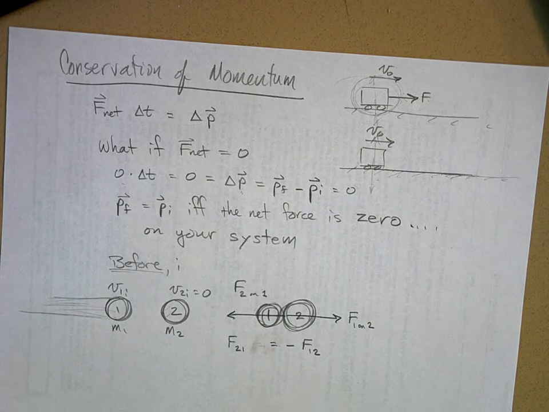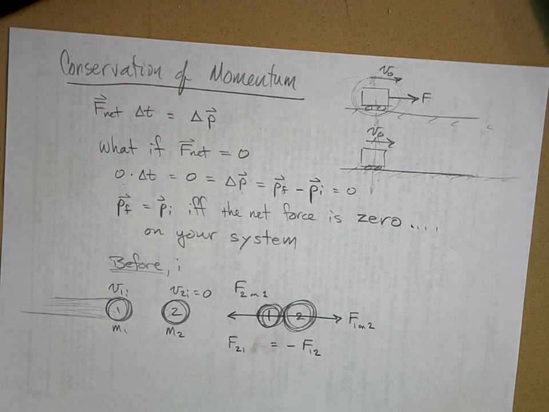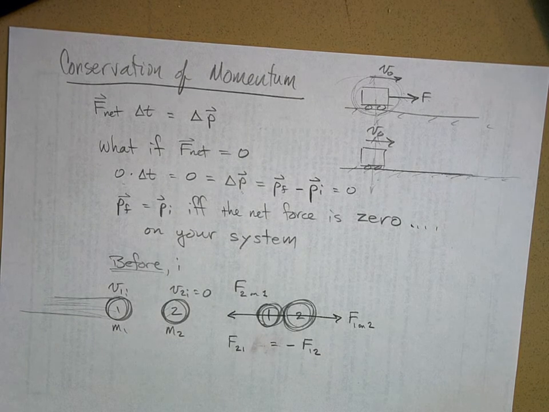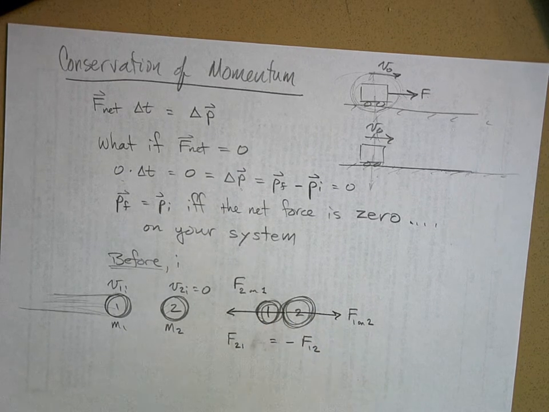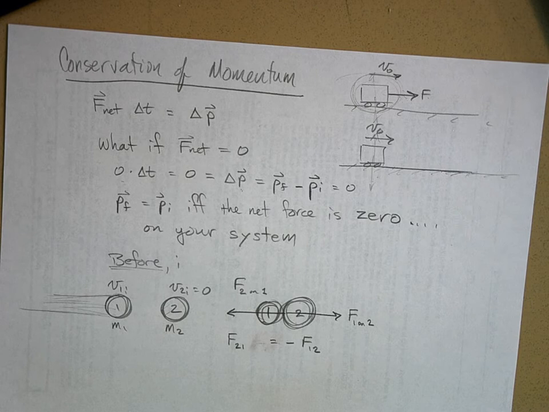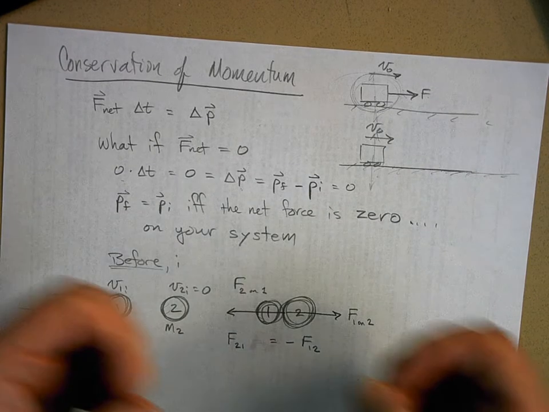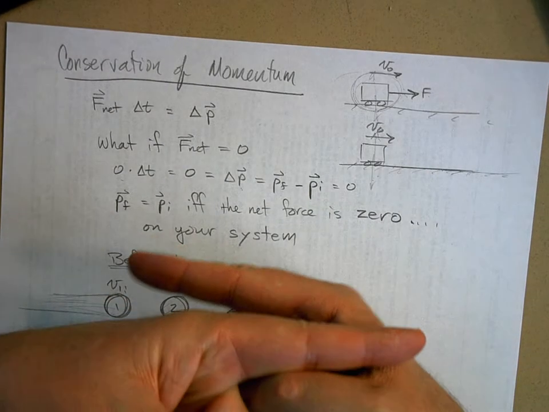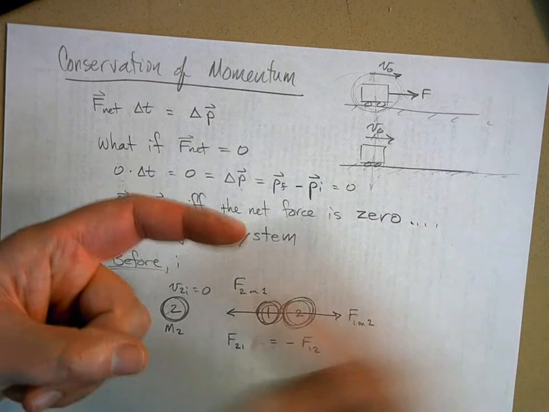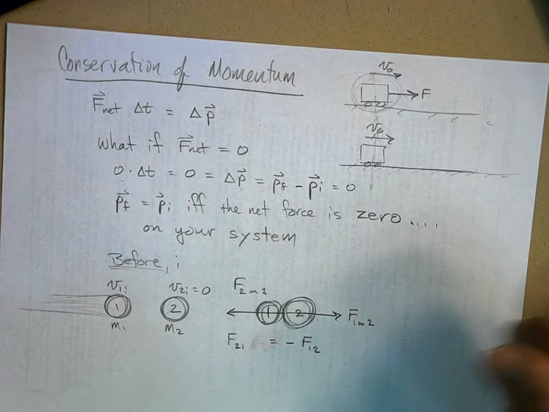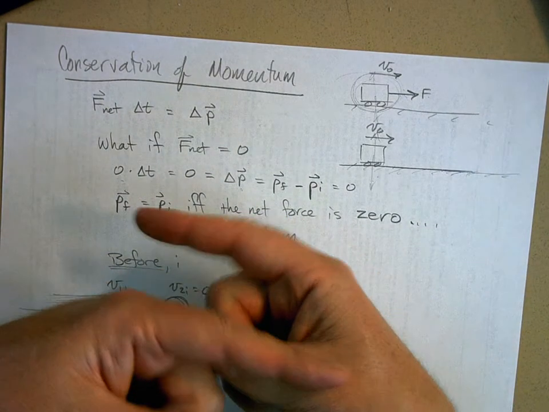Okay, but here we come to a part that confuses students sometimes, but it's so obvious. These forces are being applied to these objects at the same time. Does that make sense? Bam! They hit each other. This finger is going to be the force of 1 on 2. This will be force of 2 on 1. Bam!